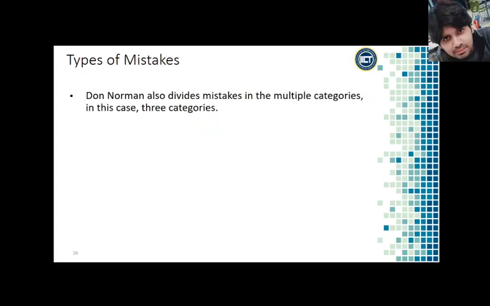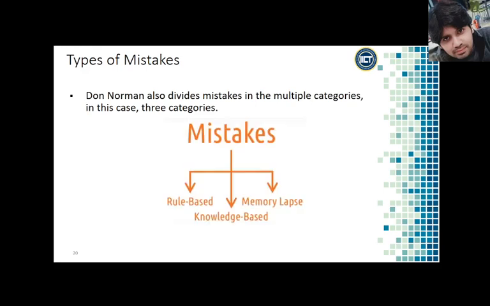Now similarly, there are different types of mistakes. Don Norman also divides them into multiple categories, in this case three categories. Rule-based mistakes occur where the user correctly assesses the state of the world, but makes the wrong decision based on it. Knowledge-based mistakes occur where the user incorrectly assesses the state of the world in the first place. Memory lapse mistakes are similar to memory lapse slips, but this focuses on forgetting to fully execute a plan, not just forgetting to do something in the first place.